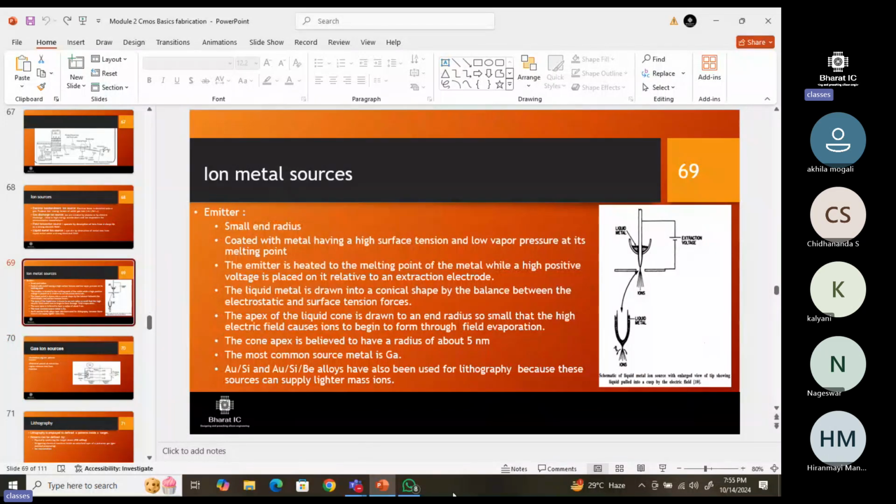Is it clear to you guys how these two systems, the gas ion source and the metal ion source, work?